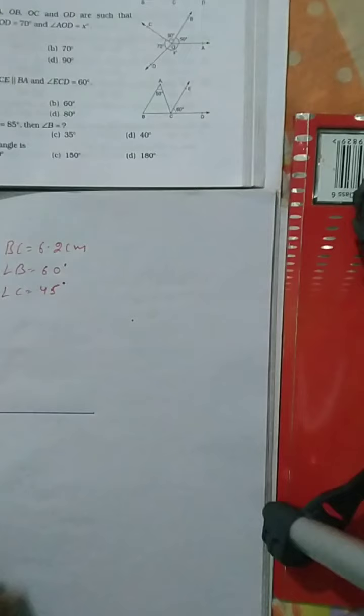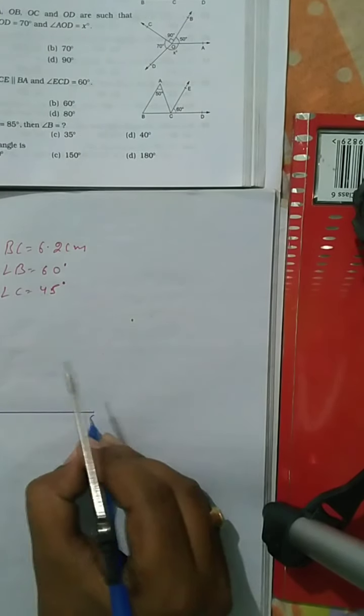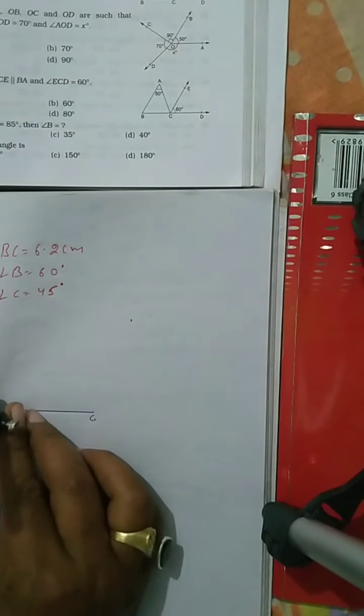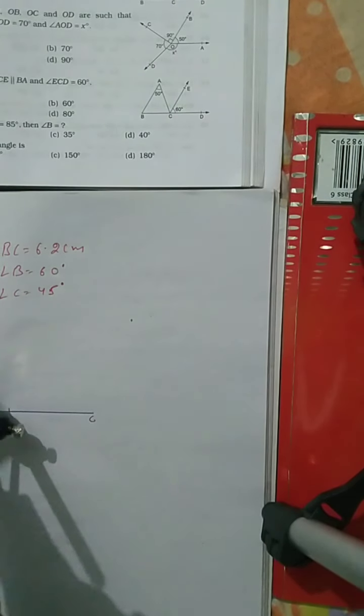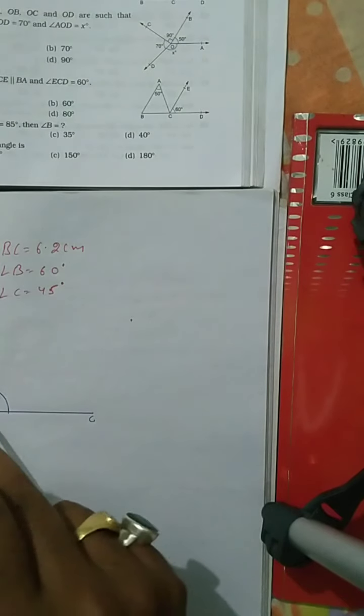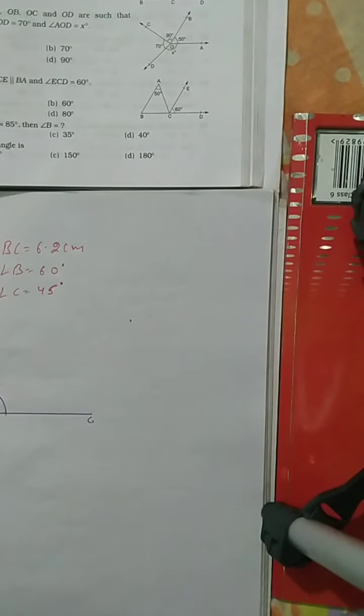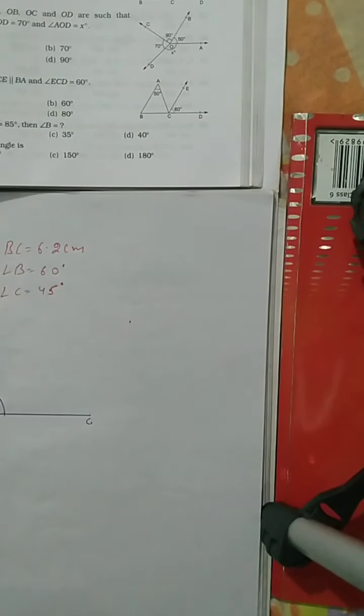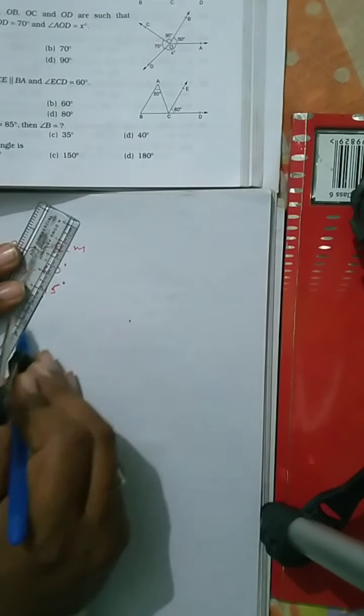This is your 6.2 centimeter line. Name it B and C. Angle B is of 60 degree. Don't change your arc. Draw a semicircle first. This is your semicircle, and draw an angle of 60 degree. You have to draw an angle of 60 degree first. This is your 60 degree angle.